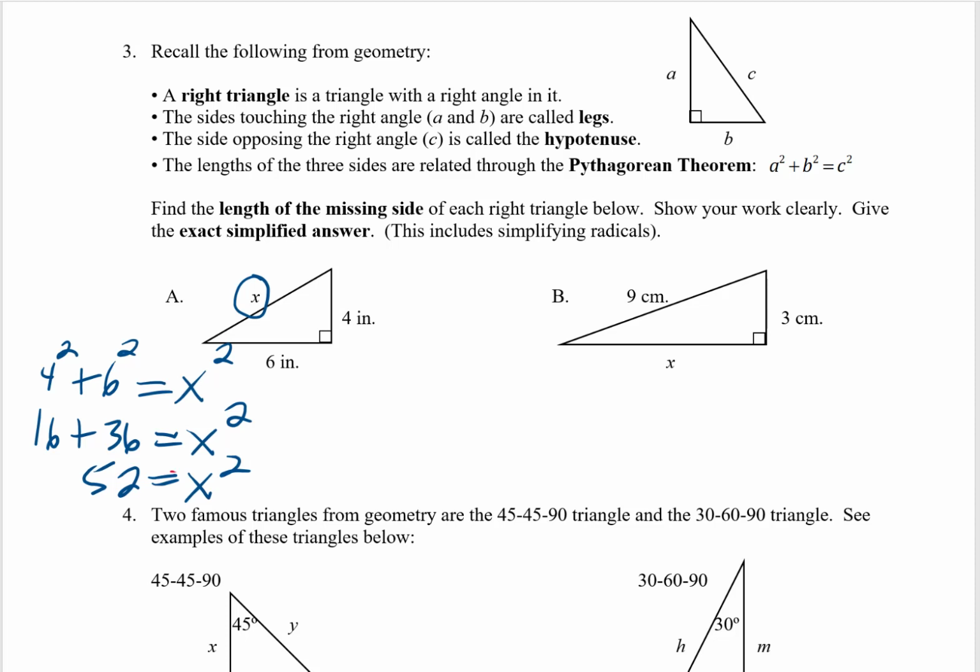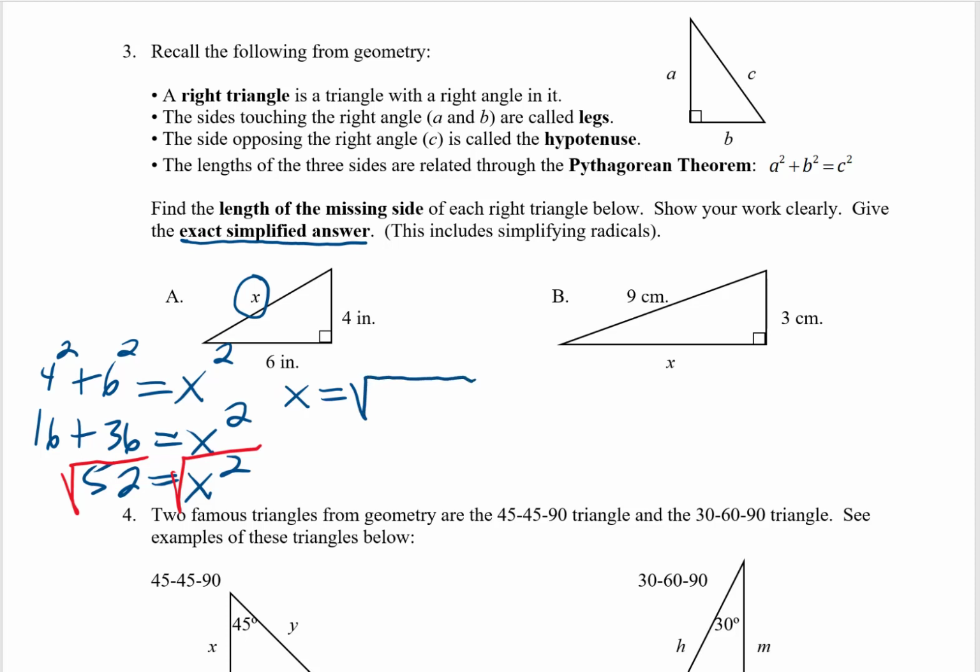I can solve for x by taking the square root of each side. I don't need the plus or minus because I know I have a positive value. And so there's my answer. X is the square root of 52. However, I do want the exact simplified answer.